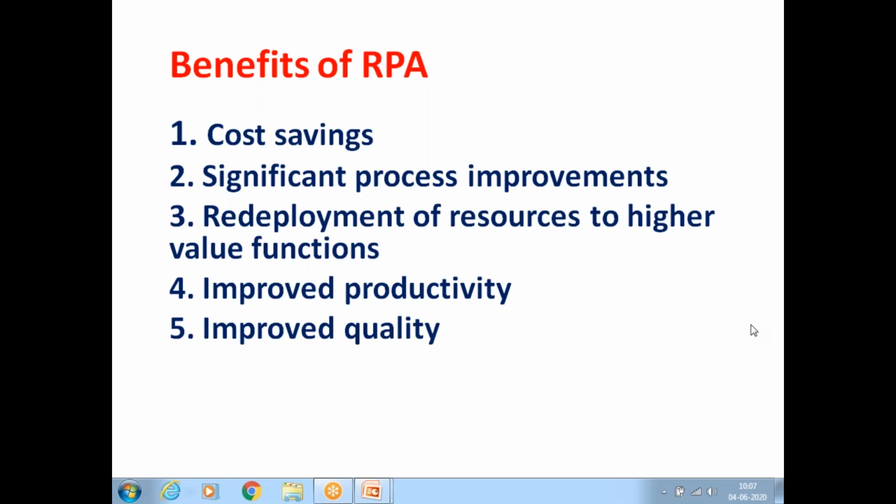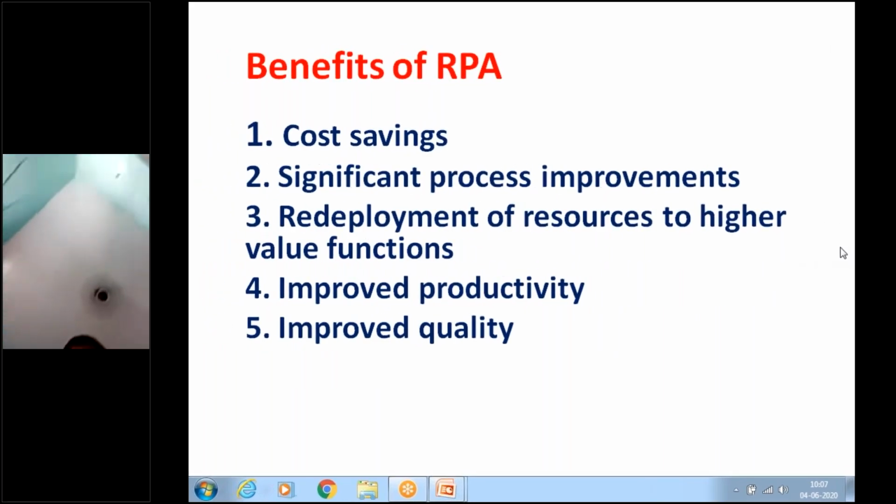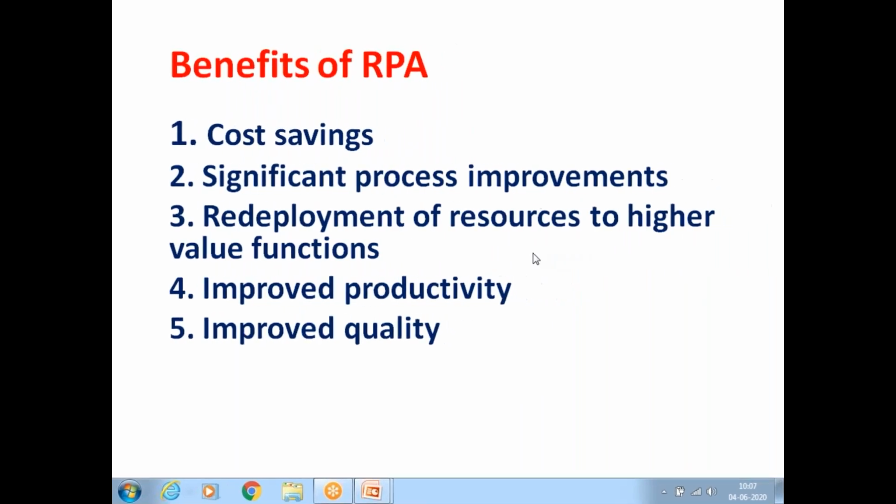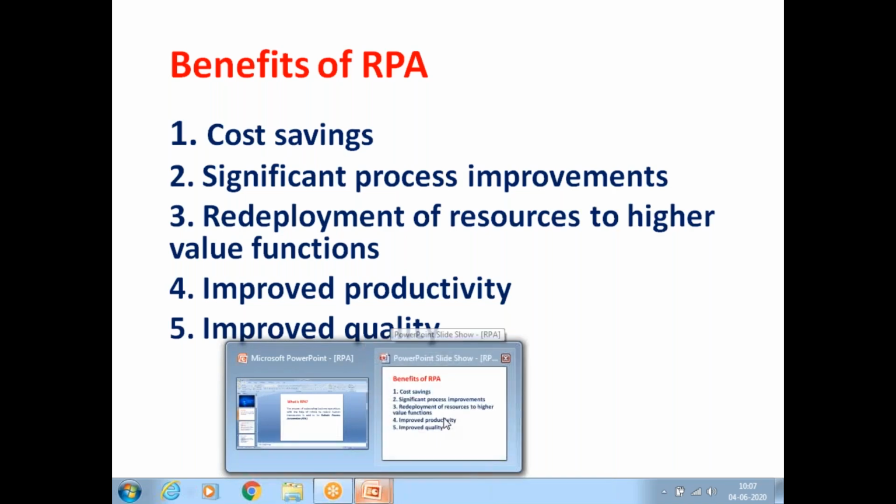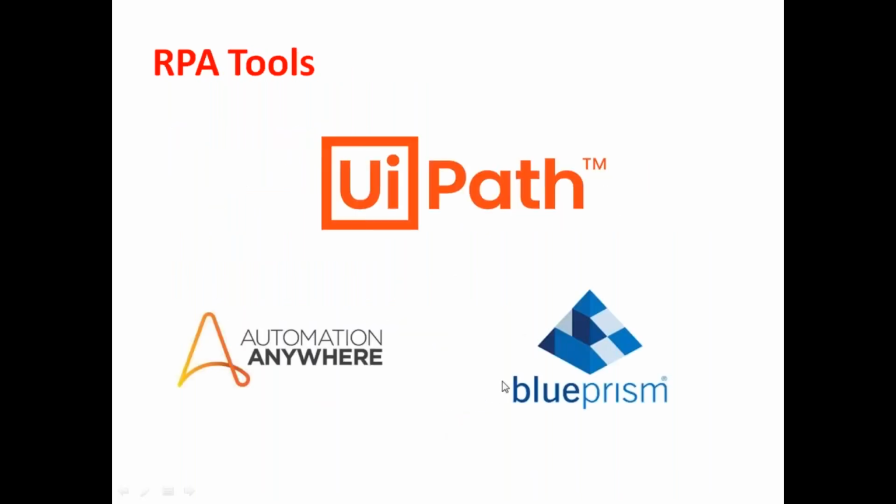And next, what tools can we use to design robotic process automation? Mainly industries use UiPath, Automation Anywhere, and Blue Prism. These RPA tools are the main software used.